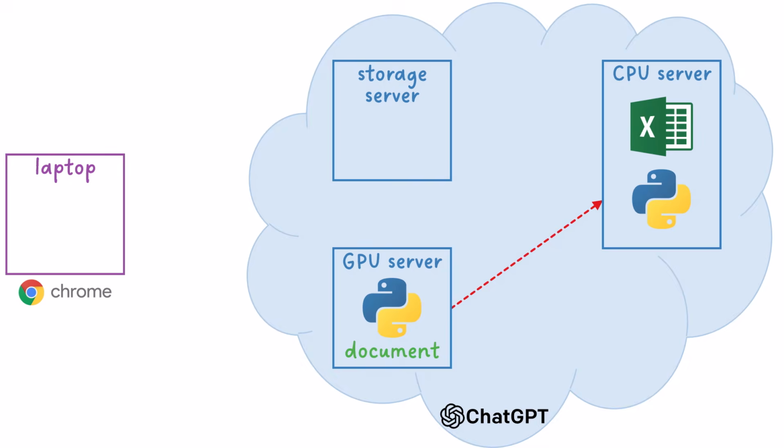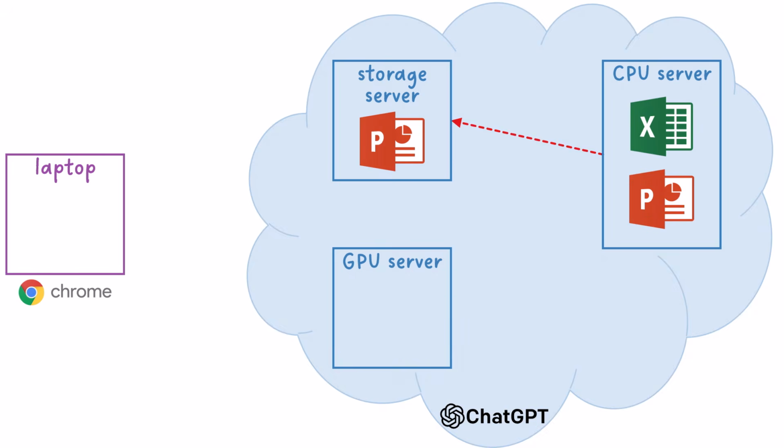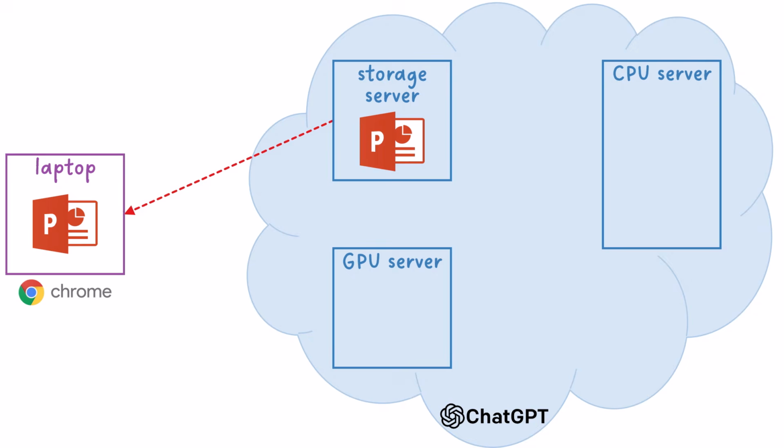The output contains insights about the data. The model generates a script to produce a PowerPoint document, and it runs in the sandbox. The document is moved to a storage server, and a download link is provided for us. When we click the link, the file is downloaded to our laptop.